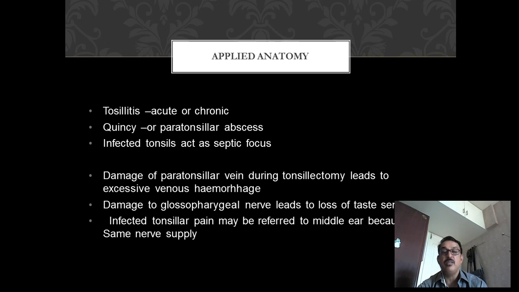And the paratonsillar vein is in the peritonsillar connective tissue, and at times there can be injury leading to bleeding after the tonsillectomy. And also, how close the glossopharyngeal nerve is, which can also lead to injury and loss of taste sensation in the posterior one-third of the tongue. And the infection in the tonsil can be referred to the middle ear, because the tonsil and the middle ear are supplied by the glossopharyngeal nerve. Thank you.